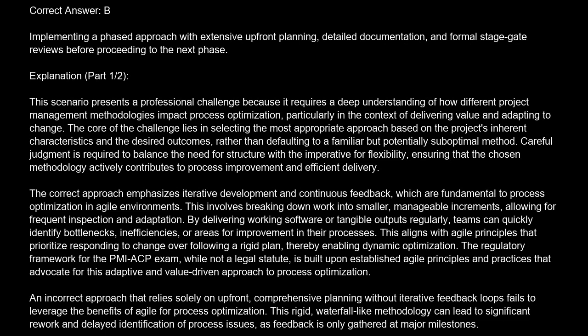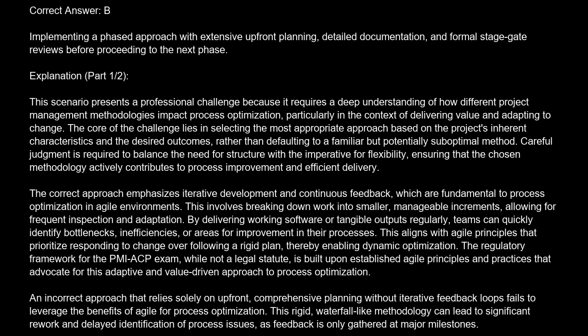The correct answer is B, implementing a phased approach with extensive upfront planning, detailed documentation, and formal stage gate reviews before proceeding to the next phase. Explanation: this scenario presents a professional challenge because it requires a deep understanding of how different project management methodologies impact process optimization, particularly in the context of delivering value and adapting to change. The core of the challenge lies in selecting the most appropriate approach based on the project's inherent characteristics and the desired outcomes, rather than defaulting to a familiar but potentially suboptimal method.